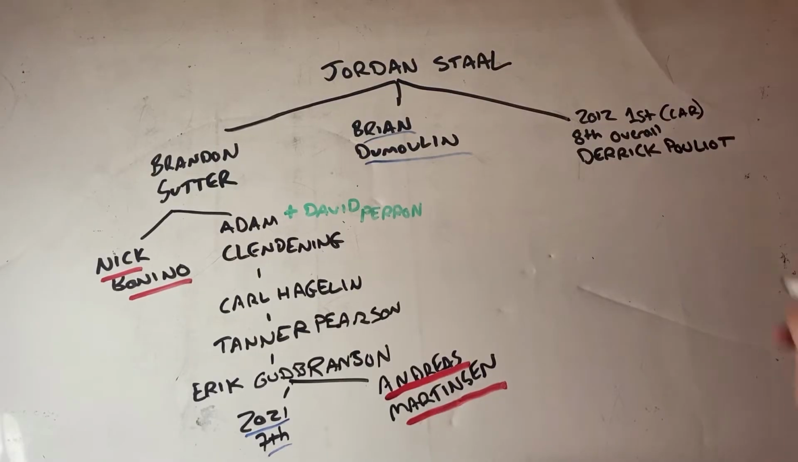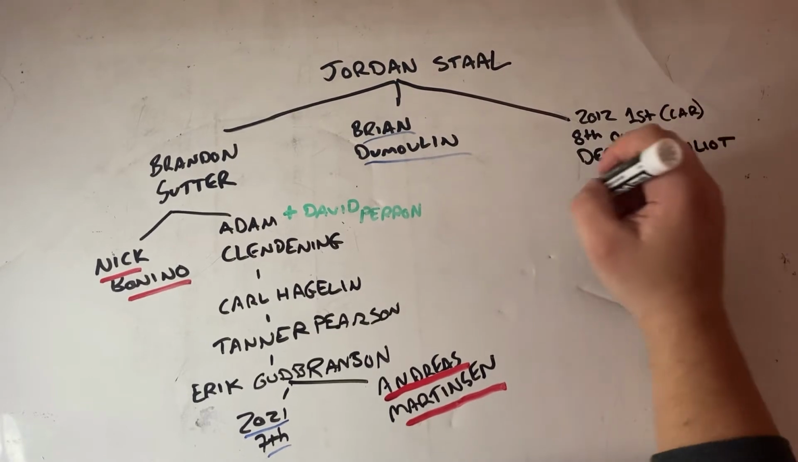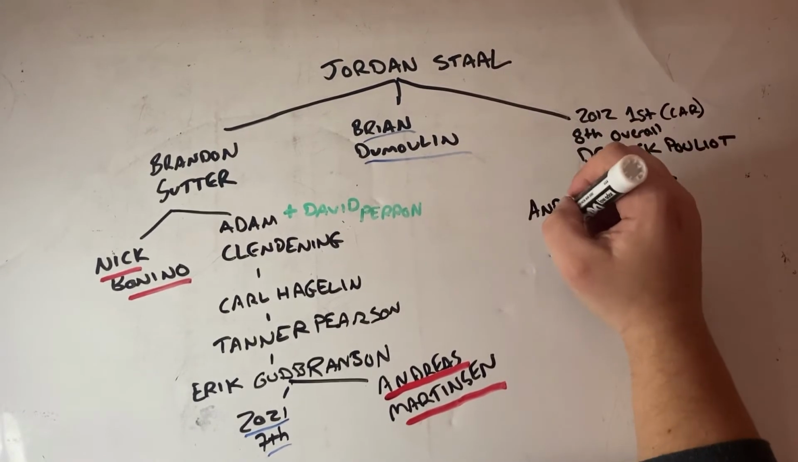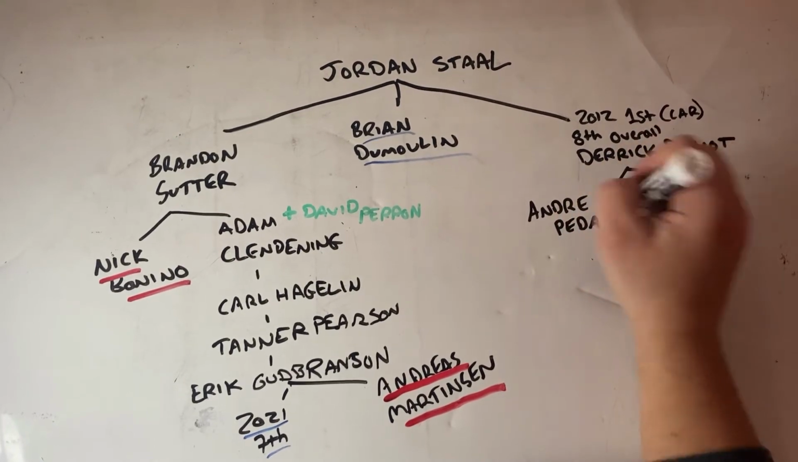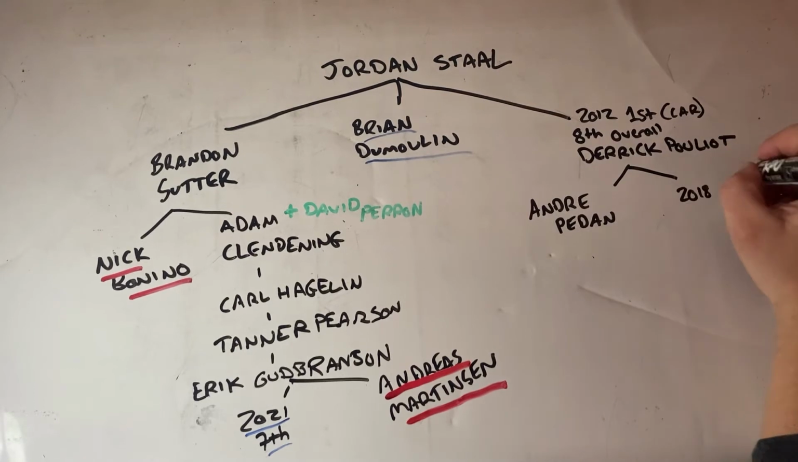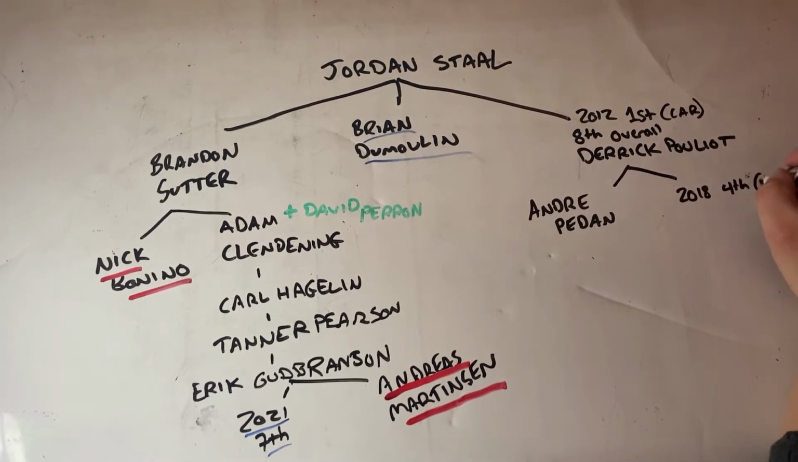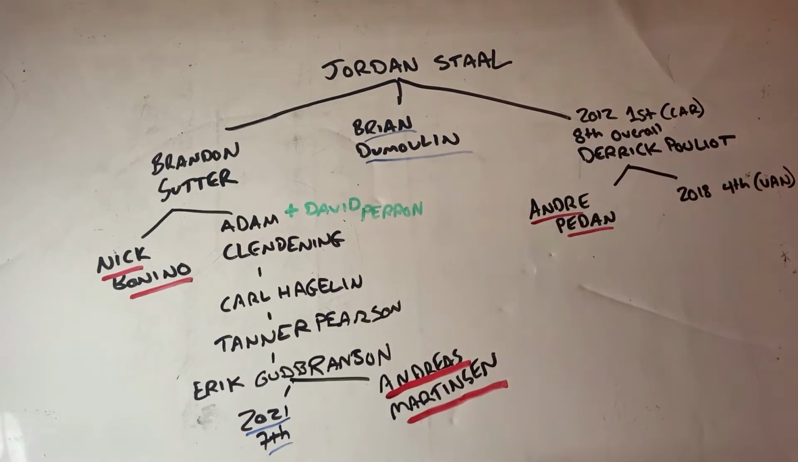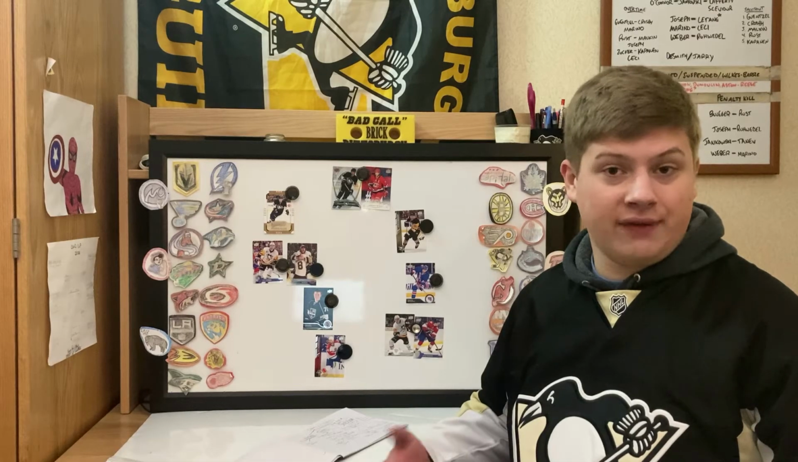Now, Derrick Pouliot did not work out, and as a result, the Penguins shipped him out to Vancouver for pretty much nothing. On October 3rd of 2018, Derrick Pouliot was traded to the Vancouver Canucks for a 2018 4th-round pick that was Vancouver's, and Andrey Pedan. Andrey Pedan never played for the Penguins. He was an AHL forward, and he left in free agency.